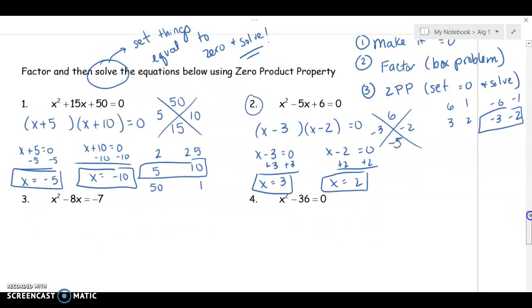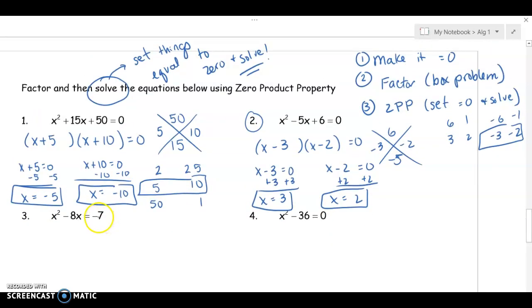Number 3 is a little bit different because it's not equal to 0. If it's not equal to 0, you have to move it. So we're going to add a 7 to both sides. When you add the 7 to the left side, it cannot be combined with anything else because one of them has an x and one of them has an x squared. So the plus 7 just gets tacked on at the end. Then we can factor this thing.